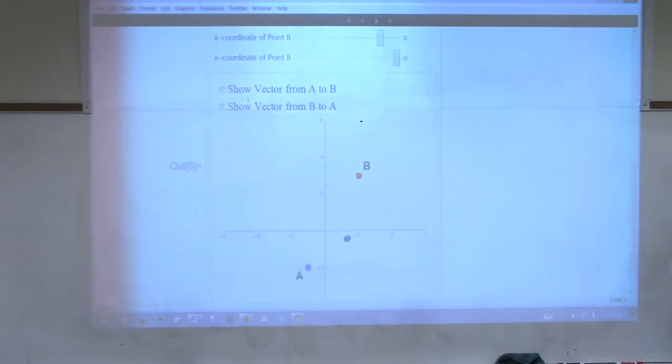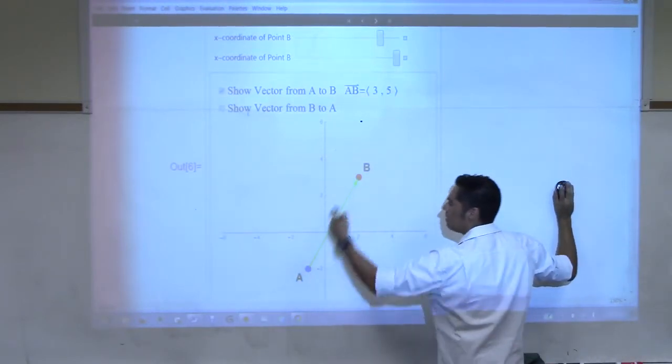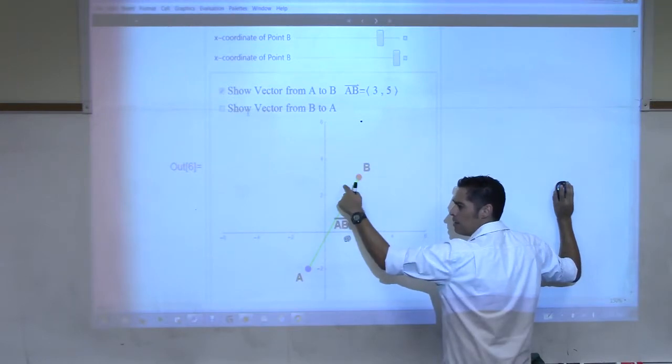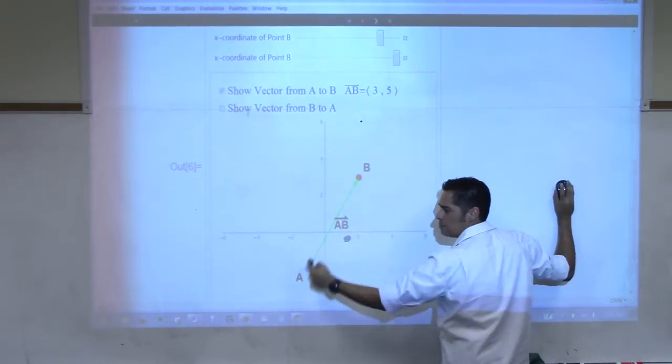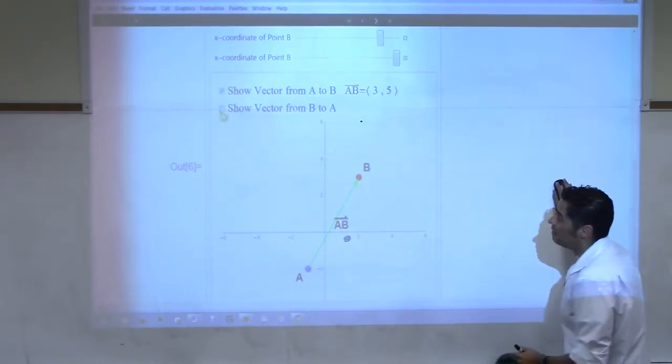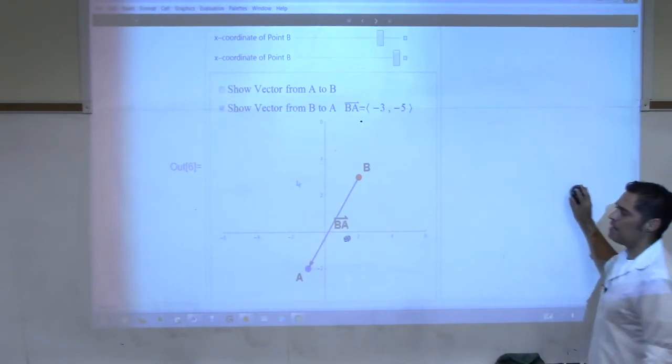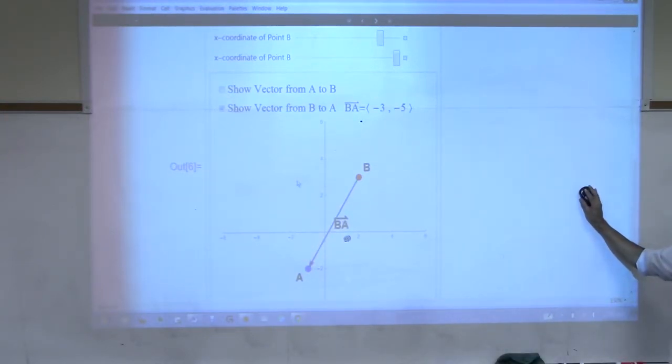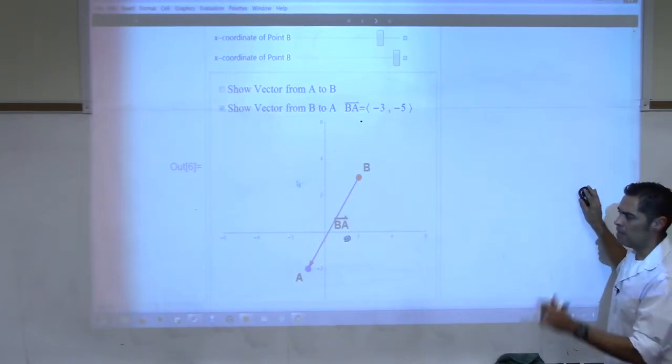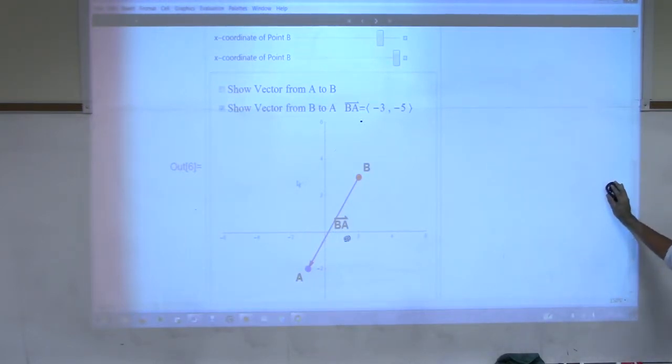All right, so the vector from A to B would be a vector that goes from here to here. So the arrow would be up here, this would be your tip, and this would be your tail, right? That is not the same as that vector that goes from B to A. Why are they not the same? They're not pointing the same direction. Do they have the same length? Yes, okay, but that doesn't matter. To be the same, they have to be pointing in the same direction. So the vector from A to B is not the same as the vector from B to A.